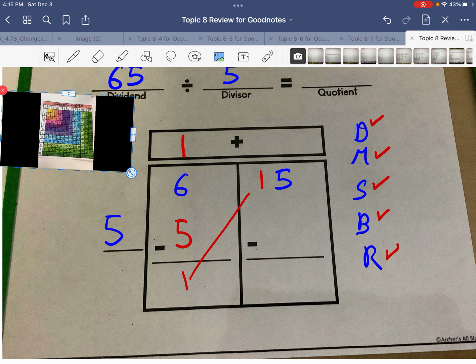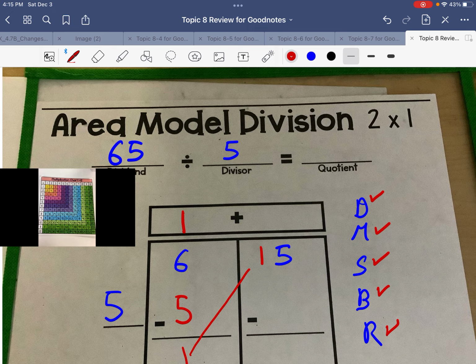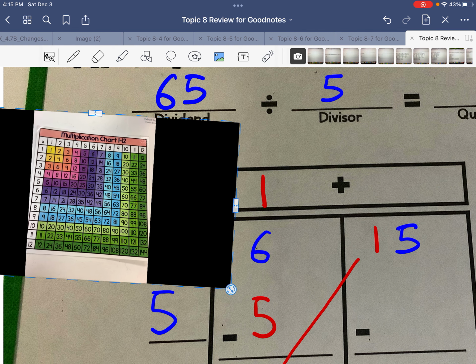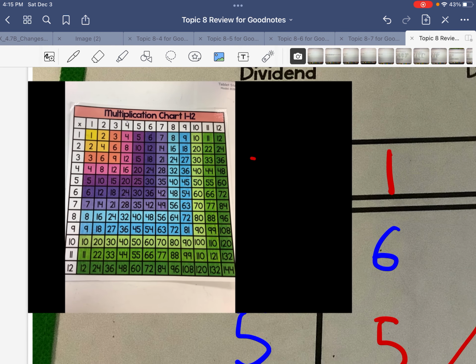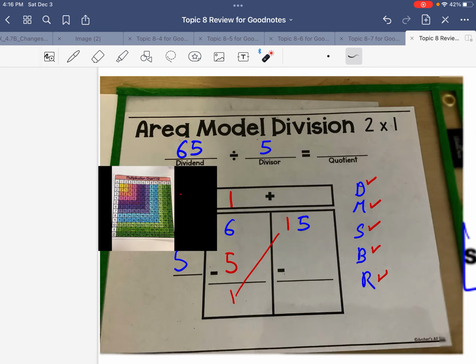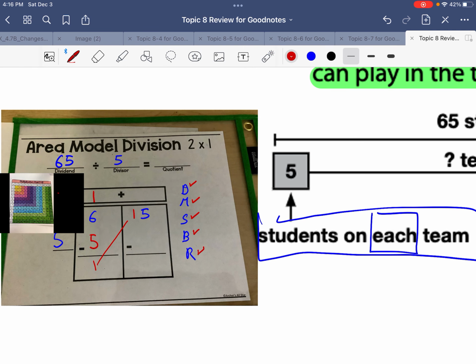So I'm going to pull this out. Let me make this bigger. So I go into 5s. I need to find 15 or less. Well, 15 is right here. If I go up, I get 3. So 3 is going to go on the top.